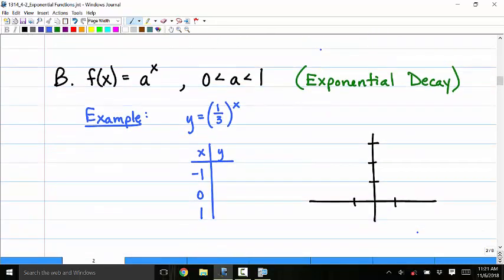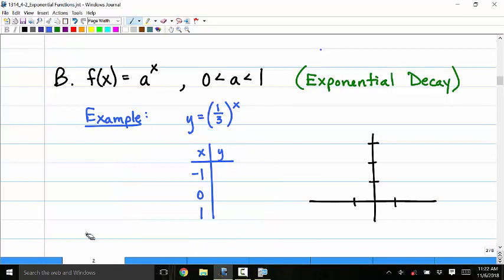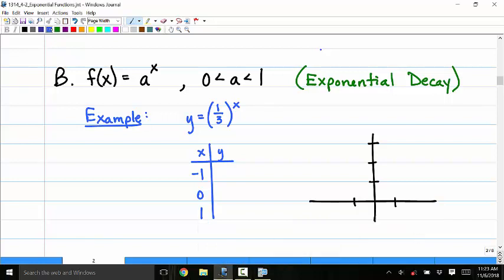If the base is between 0 and 1, you have what's called exponential decay. Go find your 3 points that you're going to graph. Your 3 favorite x's are -1, 0, and 1. Okay, if you plug in -1 for x, what is 1/3 to the -1 power? What does the -1 do? It reciprocates it, so that becomes 3 over 1 to the +1, right? And what is 3 over 1? 3. 3 to the first power is just 3.